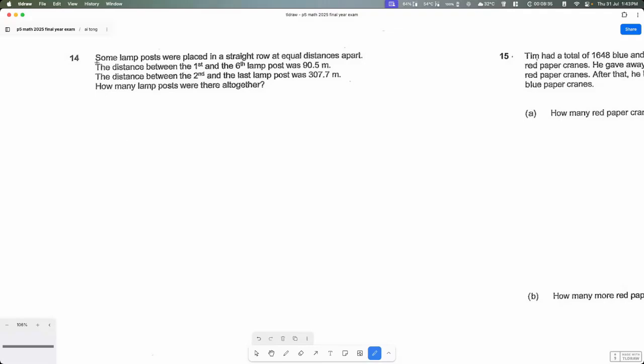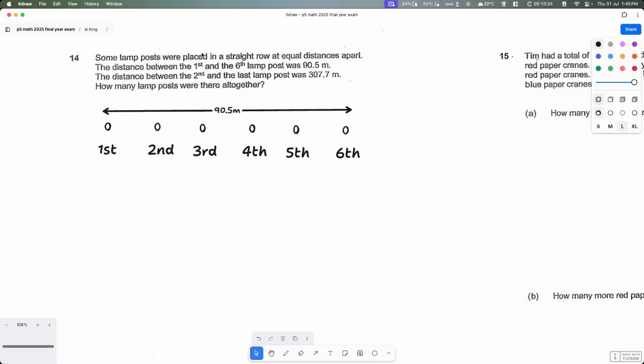All right, so question 14. Some lampposts were placed in a straight row at an equal distance apart. The distance between the first and the sixth lamp was 90.5 meters. The distance between the second and the last lamp was 307.7 meters. How many lampposts were there altogether? So let me draw really quickly. All right, it will look something like this.